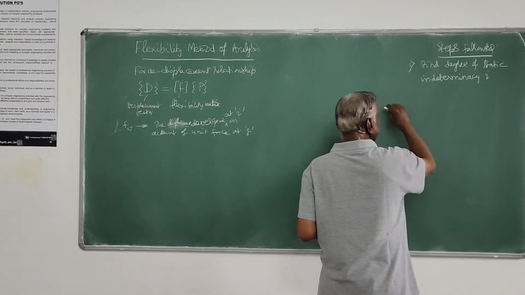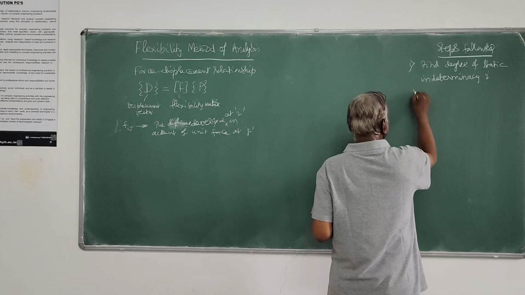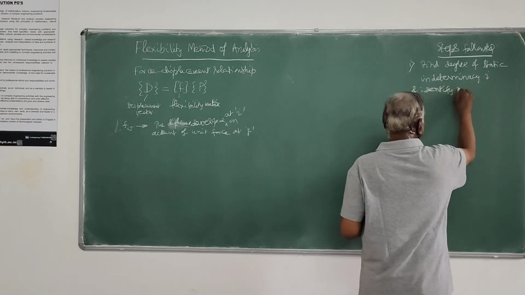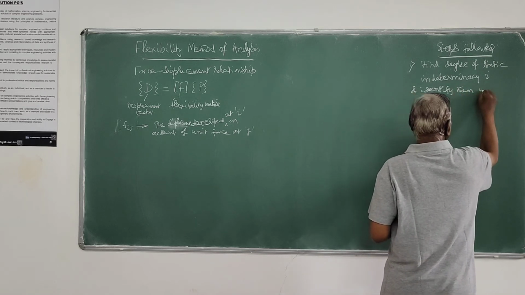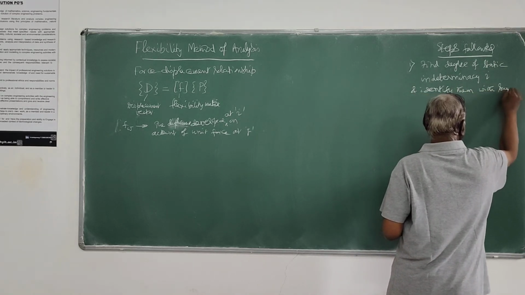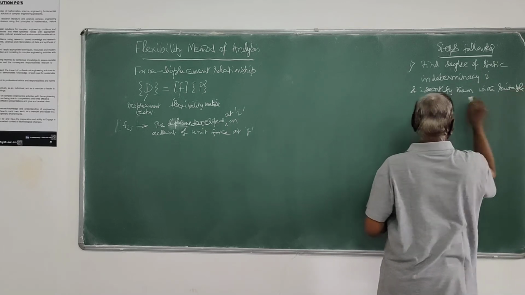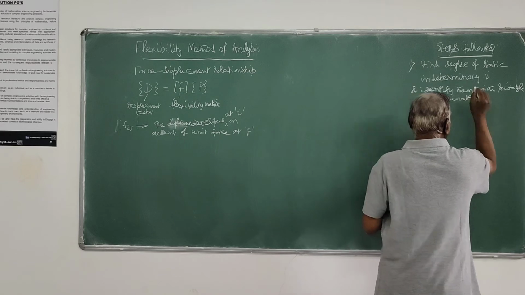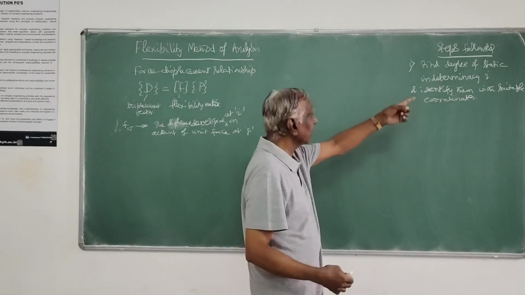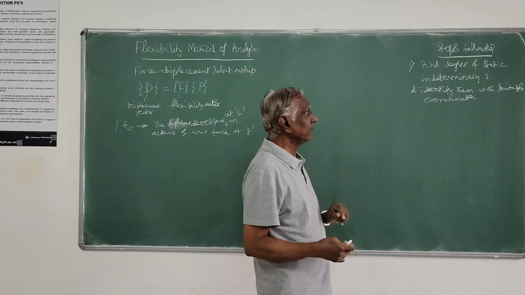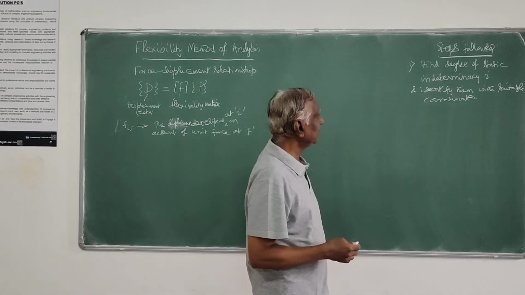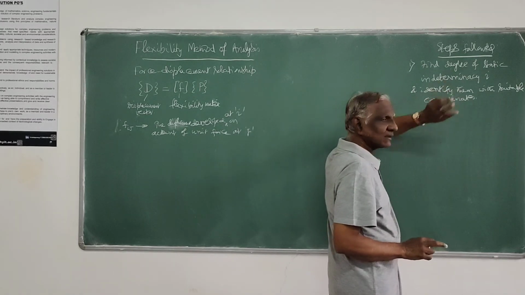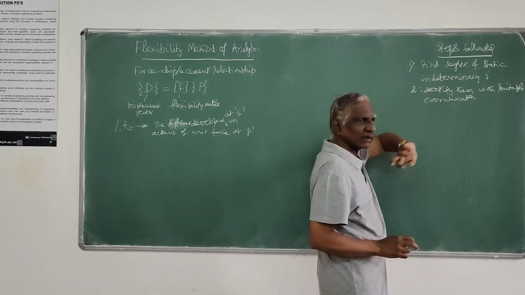After finding this degree of indeterminacy, identify them with suitable coordinates. The coordinates, as I have already told, indicate the positive direction of that indeterminacy. That means you have to make the structure determinate by removing that.